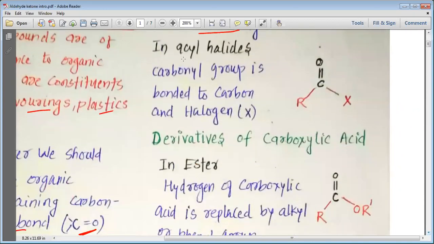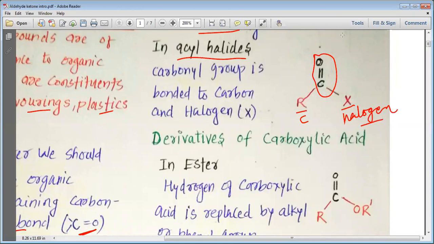Then we have another class of compounds known as the acyl halides. You can see here in the acyl halide we also have the carbonyl group. This carbonyl group is bonded to the carbon, and at the same time it is bonded to the halogen.